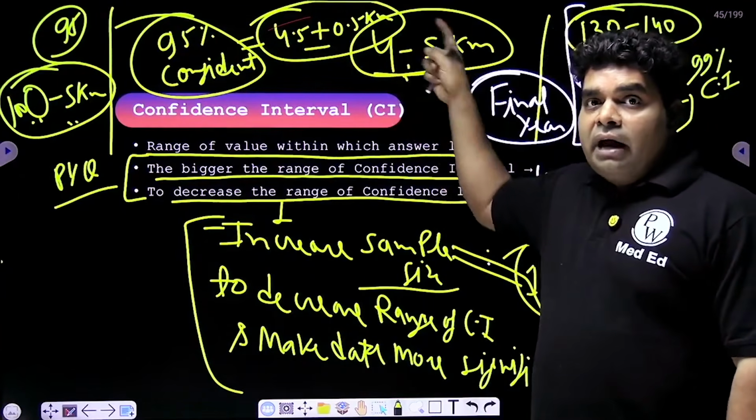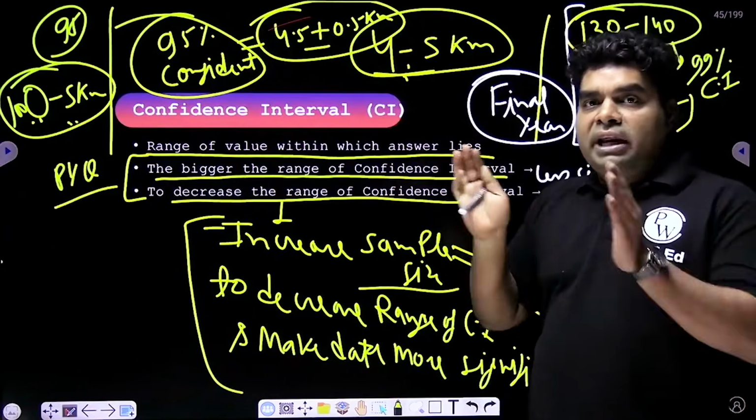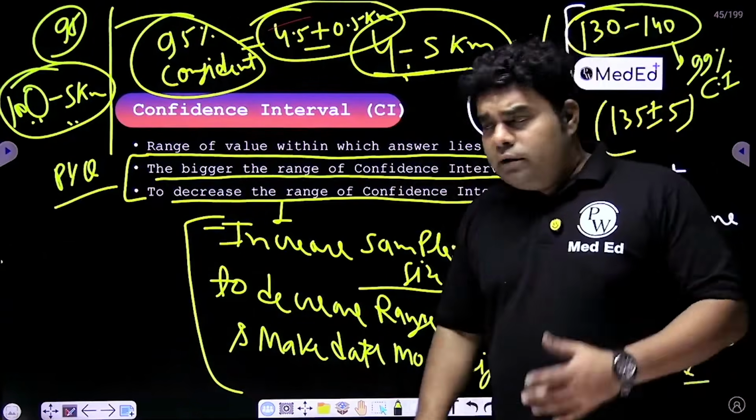Because this person at your age has run in the past multiple times. So the sample size is more, so the range is small. Are you understanding it or not? Do remember these 2 points.